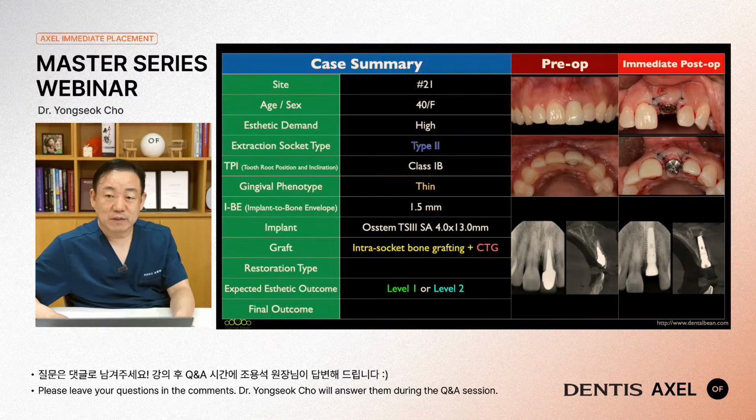Patient has relatively thin gingival phenotype. CT graft can convert the biotype to thick phenotype. Okay, this is advantage of doing connective tissue graft in maxillary anterior region. And expected outcome is level 1 or level 2.